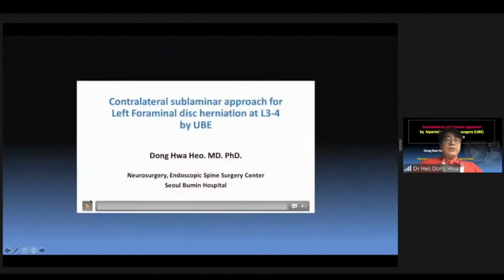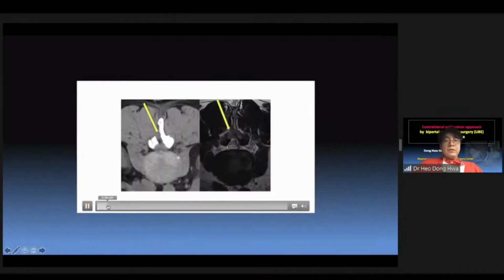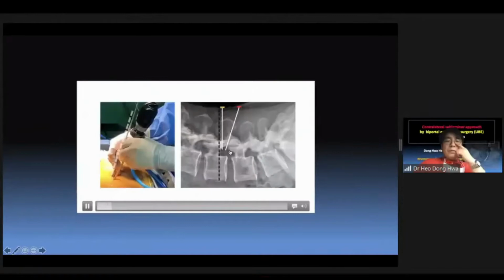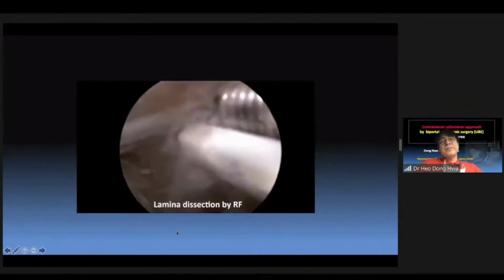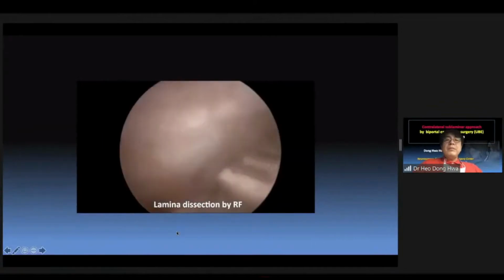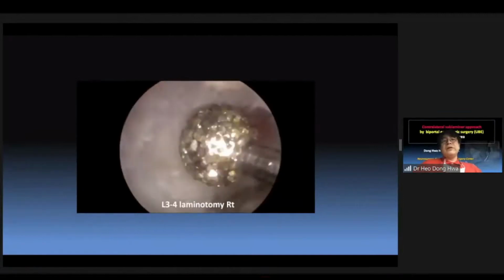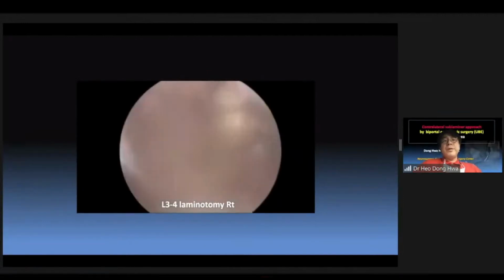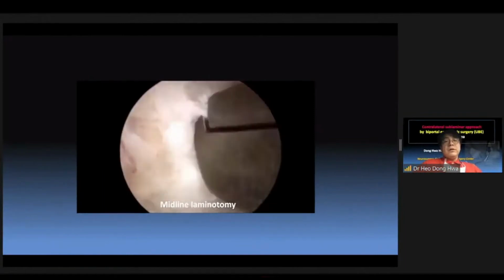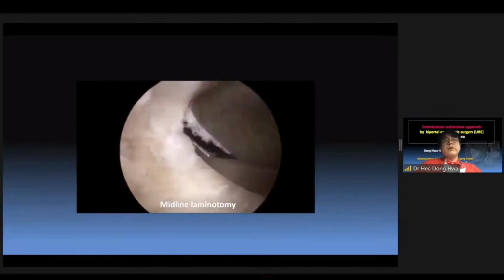So now I show this patient. On the left side, you can see foraminal disc herniation. So now I did the contralateral laminar approach. First laminar dissection here, and then I did a midline laminotomy using the diamond drill. Just a very narrow laminotomy.